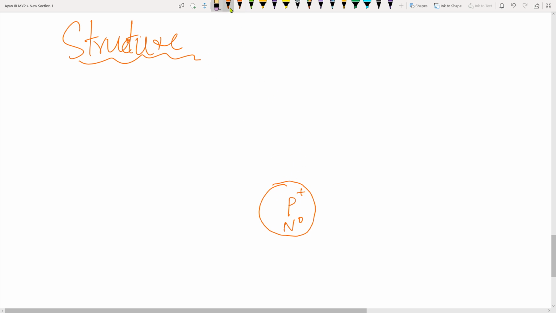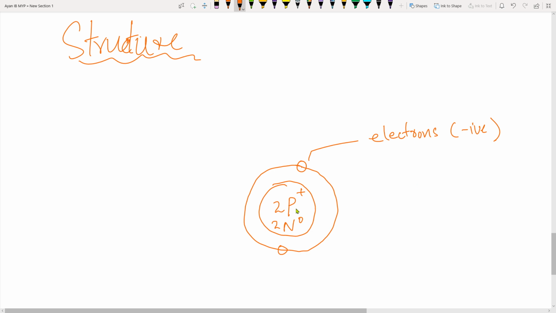So if we talk about the helium atom, it's going to be two protons and two neutrons, and eventually it is going to have these negative charges on the outside we call electrons. So you have known a little bit about these charged particles we call electrons. These are negatively charged, and then we have the positive particles in there.